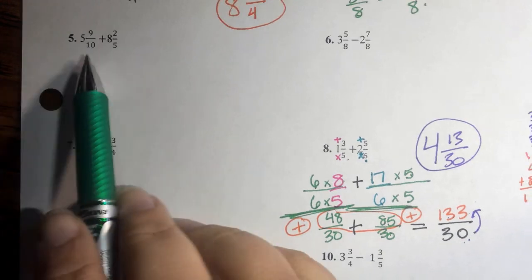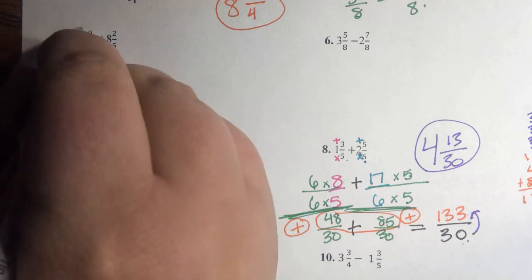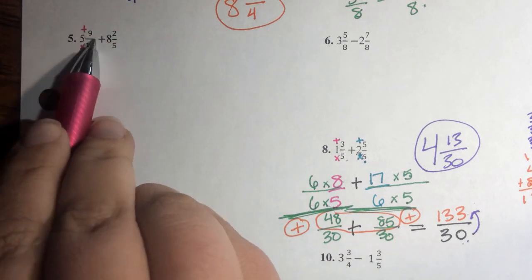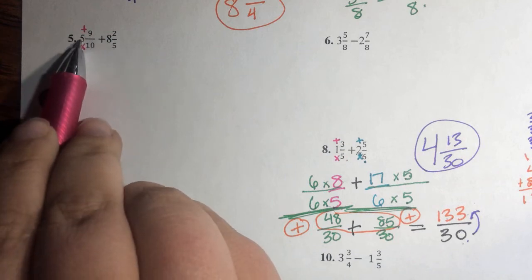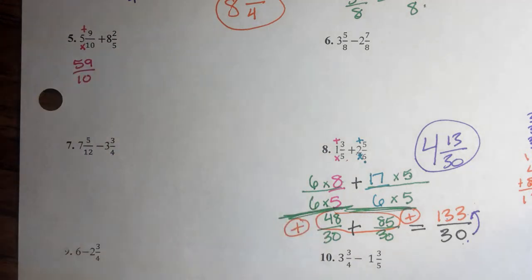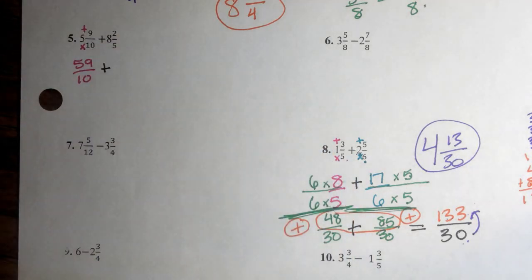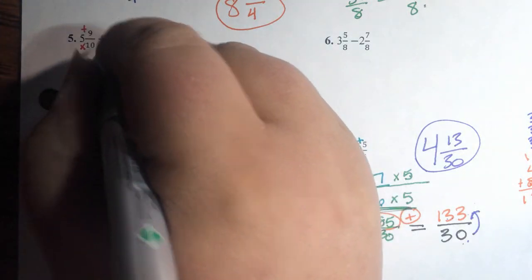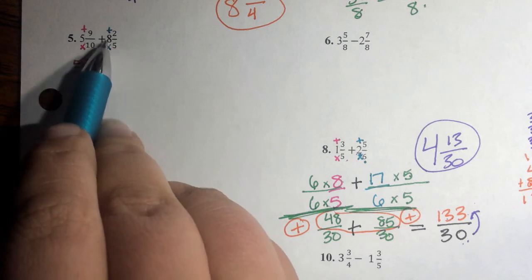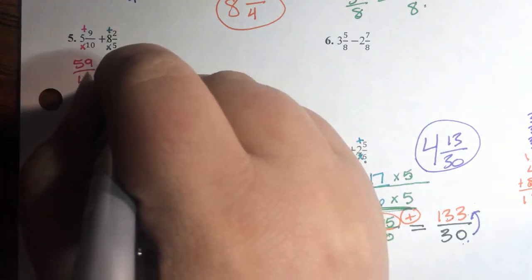Looking at number 5, we've got mixed numbers here, so we're going to change them to improper fractions by multiplying the bottom and adding the numerator. Multiply denominator and whole, add the numerator. 10 times 5 is 50, plus 9 is 59, over 10. And then we've got a plus sign. Multiply denominator and whole, add the numerator. So 5 times 8 is 40, plus 2 is 42, over the denominator 5.